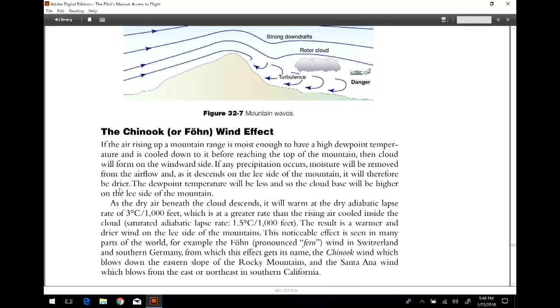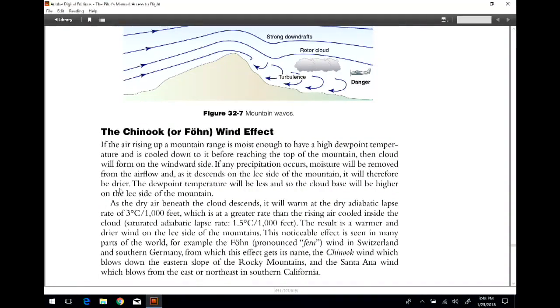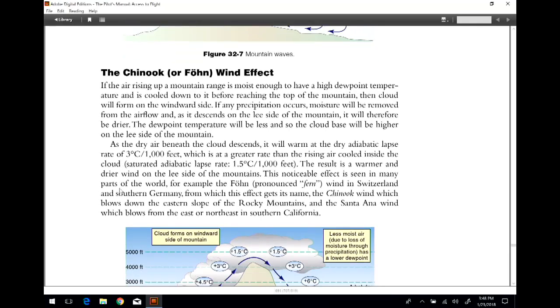Okay, the Chinook or the föhn effect. This is that thing where you may have heard of these Chinook winds, and some of these other weather phenomena, like El Niño, El Niña. So you can read here and look at what the Chinook winds can actually do.